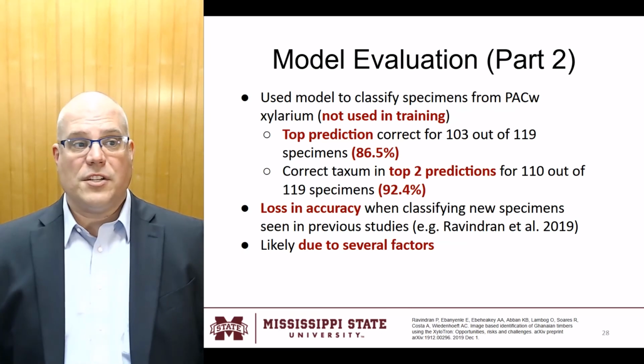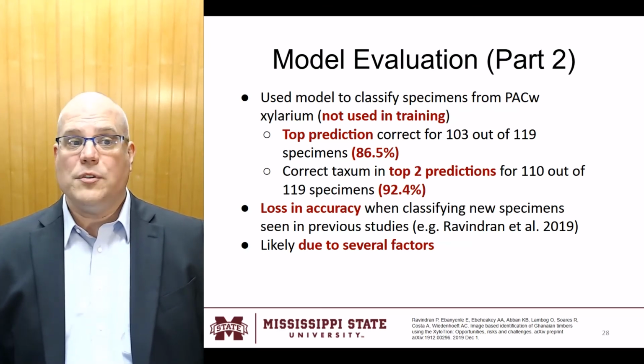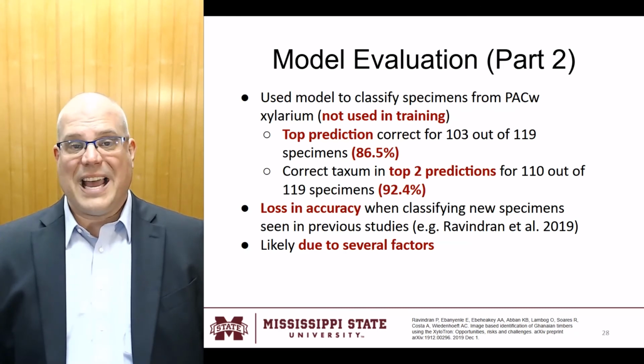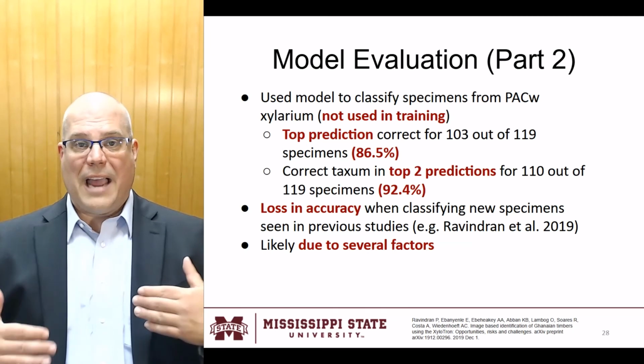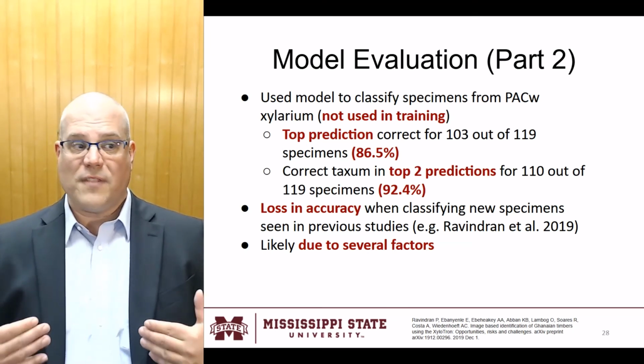The top prediction was correct for 103 out of 119 specimens. That works out to 86.5%. The correct taxon was in the top 2 predictions for 110 out of 119 specimens. That's 92.4%. Now you'll notice a drop in accuracy when compared to the 97% we got from the 5-fold cross-validation.